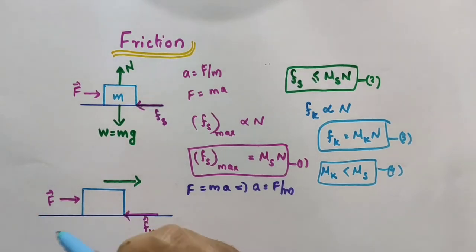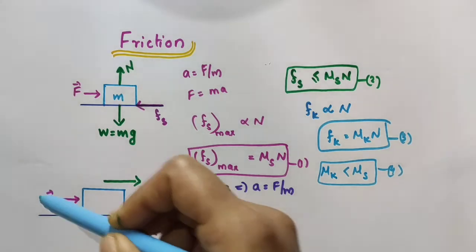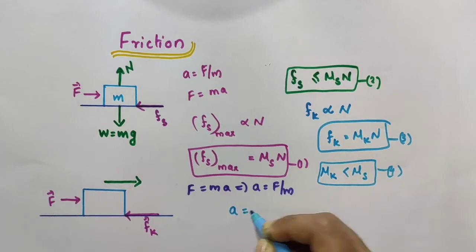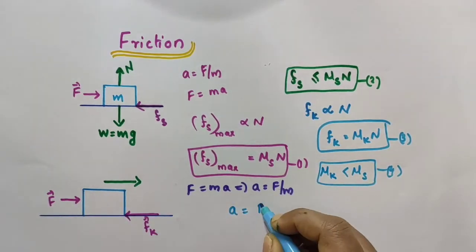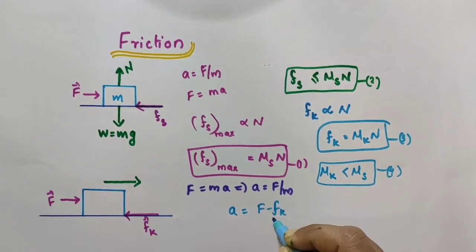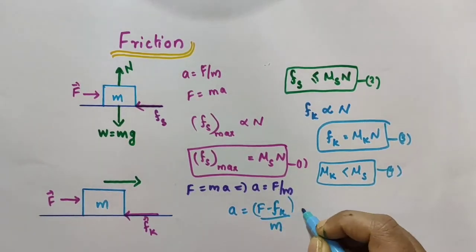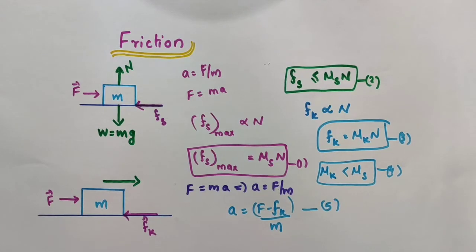Though there are two forces acting in opposite directions on the body, they have different magnitudes. So there is a net force acting on this body. That net force is F minus Fk. So we can write the acceleration as net force, F minus Fk, divided by the mass of this body, m. I'm taking this as equation number 5.